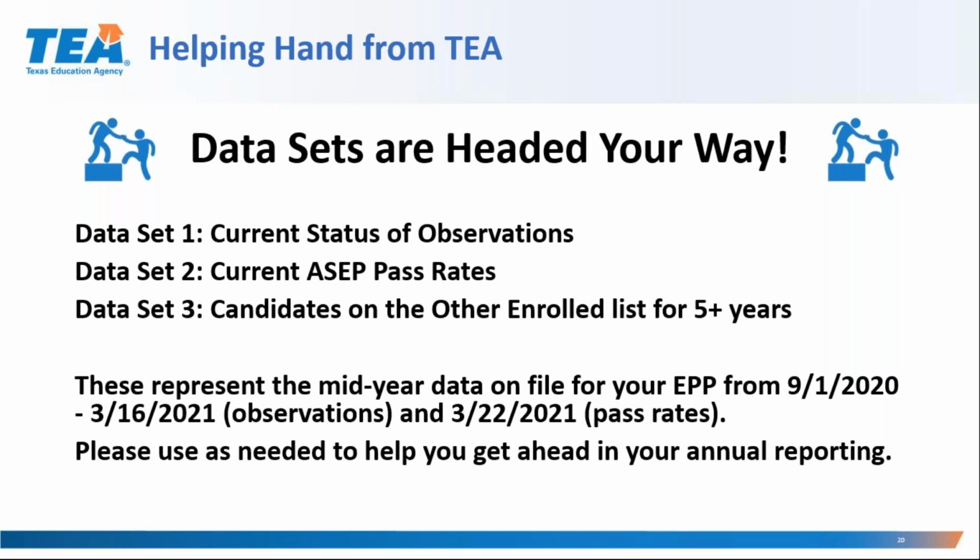The third data set may be used for cleanup also. This data set will show the EPP the candidates that are currently enrolled with the status of other enrolled on the finisher records list, as well as those who have rolled over as other enrolled for multiple years. If you have candidates who are enrolled with the status of other enrolled and who are no longer with the EPP, you will need to change their enrollment status to removed before the close of state reporting on September 15th, or by the better target date of August 31st, 2021.